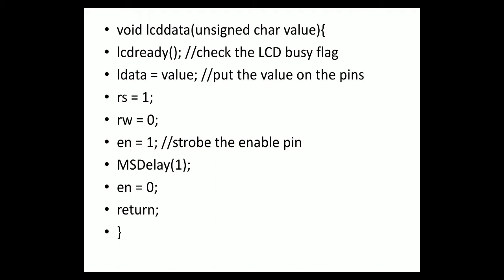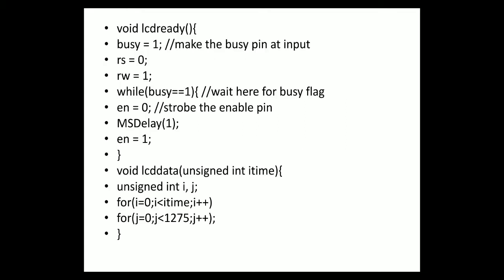So LCD data and LCD command almost do the same job. Am I right? But there is a slight difference. What is the difference? RS is 1, where earlier RS was 0. The rest is all as it is. Code, line, everything is as it is. Hope people have understood. Now, what are the remaining factors? LCD ready function and MS delay function. That is in the next slide.